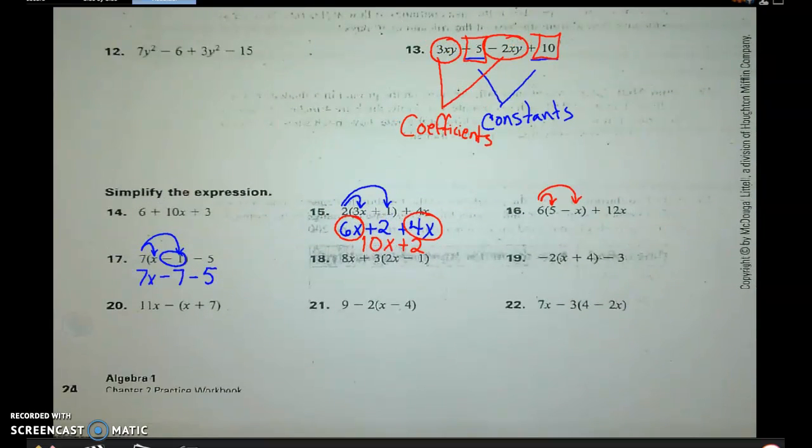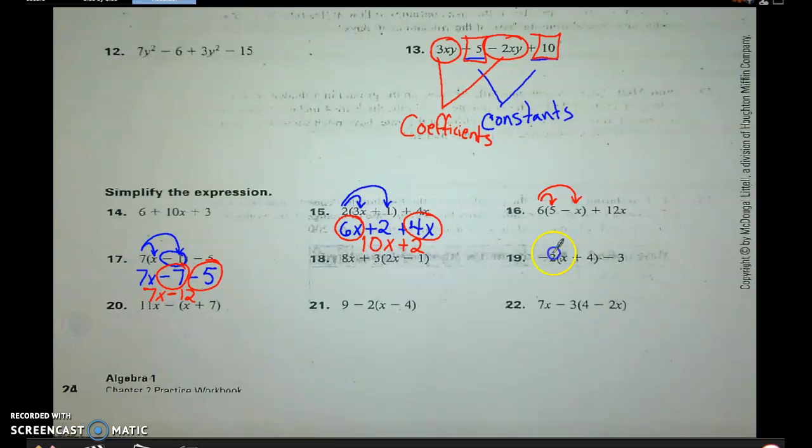Now I'm going to look for my like terms to combine. That negative 7, that negative 5. I'm going to combine them. That gives me 7x, negative 7 minus 5. That's going to give me negative 12. Looking at 18. With number 18, you're going to start off, you've got to distribute first, then you're going to combine like terms.